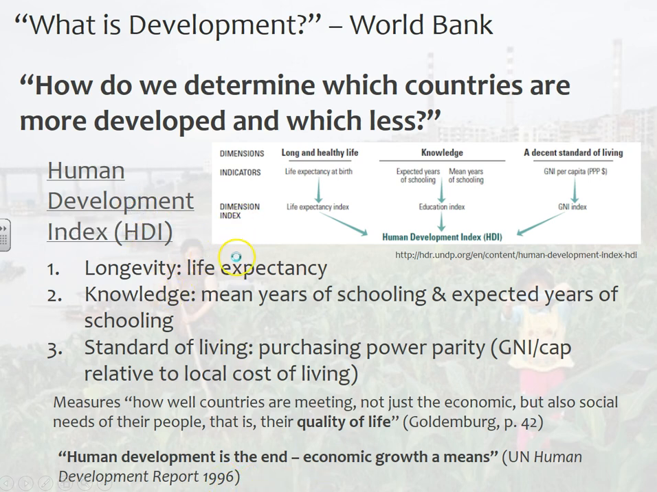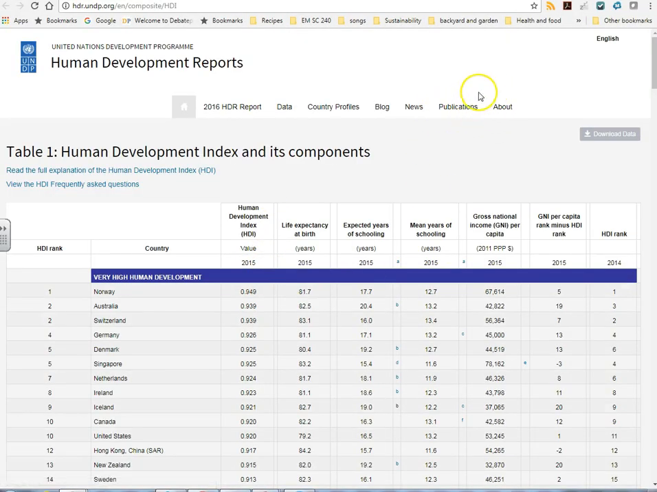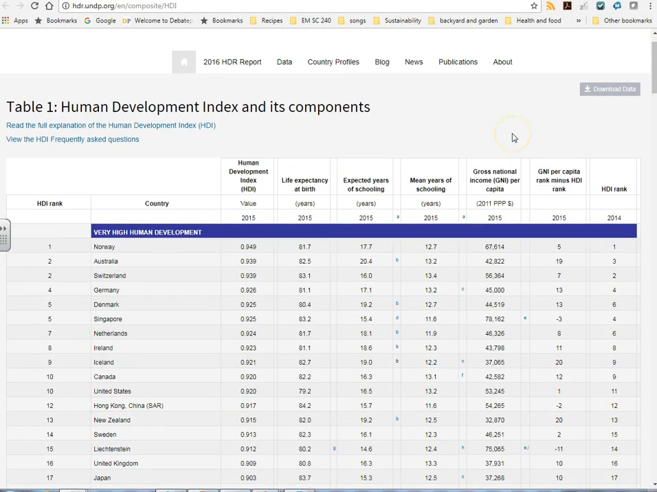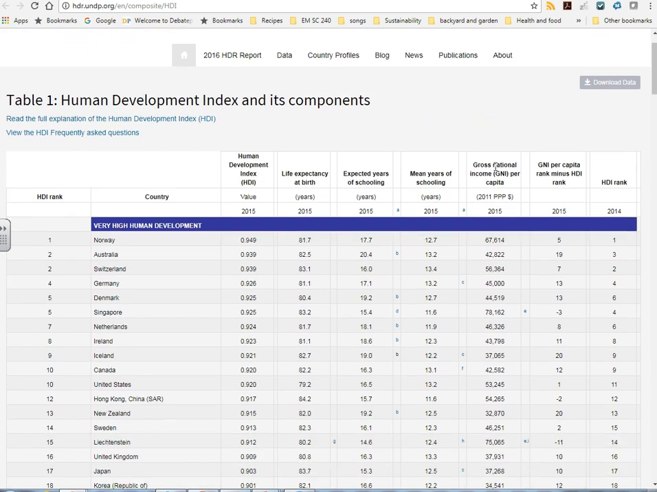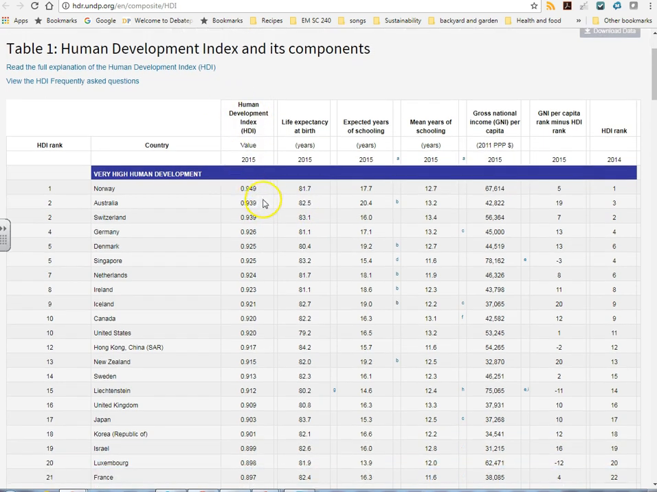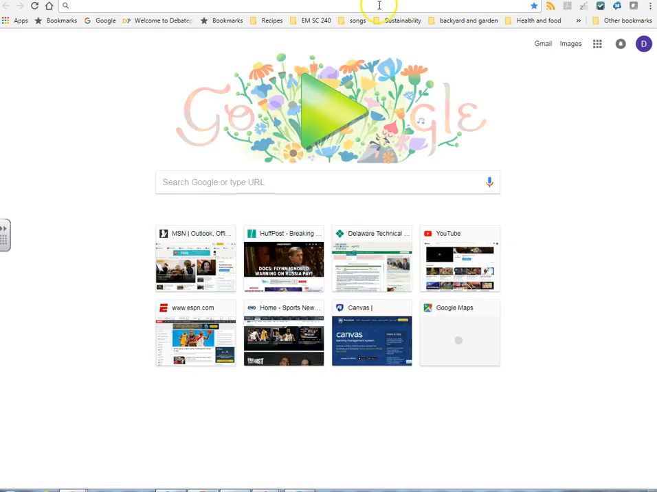So let's take a quick look at some of the rankings here. This link is on the PowerPoint or on the PDF. This is the 2016 report, the most recent at this time, and this is your countries ranked by HDI. Here's your HDI rank in this column. You can feel free to mess around with these. You can see that we have Norway, Australia, Switzerland. So basically a lot of Europe and then a few, Singapore, Canada. The United States is all the way down at number 10.